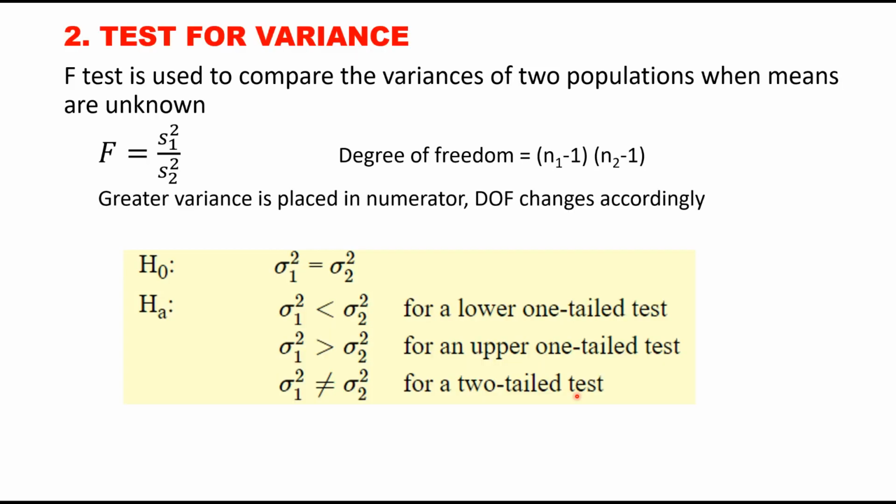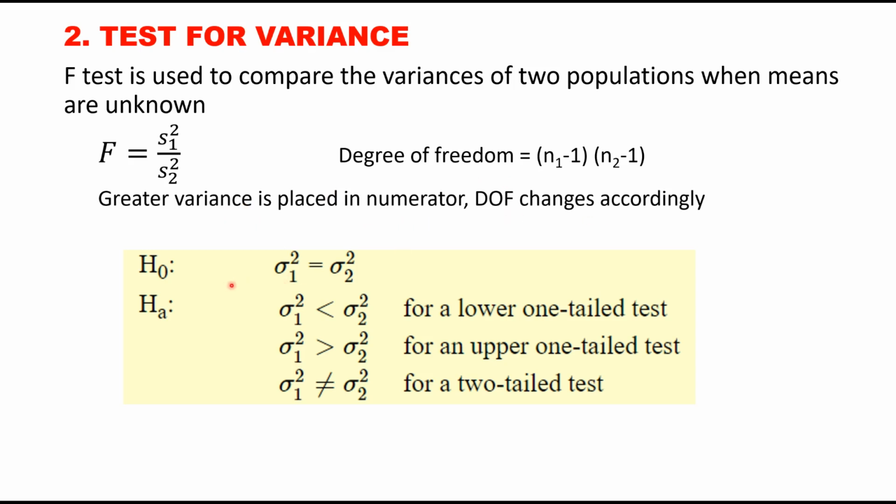Now, many times our interest is not in the averages, not in the means, but in the variance. And if you compare the variances, the F test is used. This F statistic is calculated using this equation, that is the variance of the first population and the variance of the second population. The degrees of freedom for this statistic are n1 minus 1 and n2 minus 1. Now, if you are comparing two variances, then the greater variance is placed in the numerator and the degrees of freedom will change accordingly.